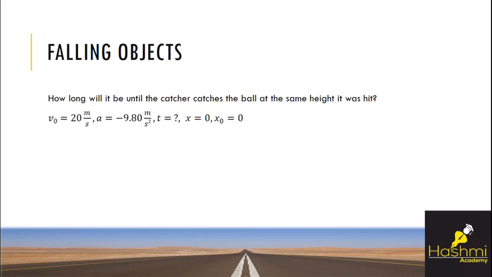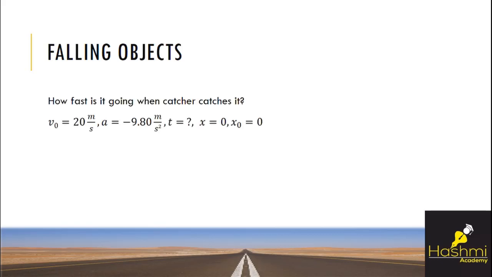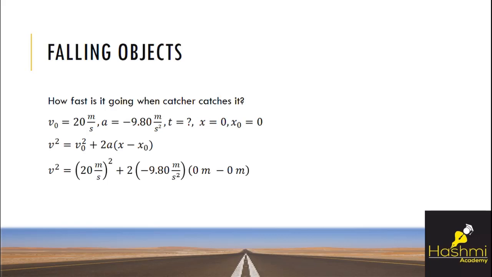Again, how long will it be until the catcher catches the ball at the same height it was hit? So you're going to ask about the time. You just put all the values in the second equation of motion to get the time. Again, how fast is it going when the catcher catches it? This is going to be done with the help of the third equation of motion like this.